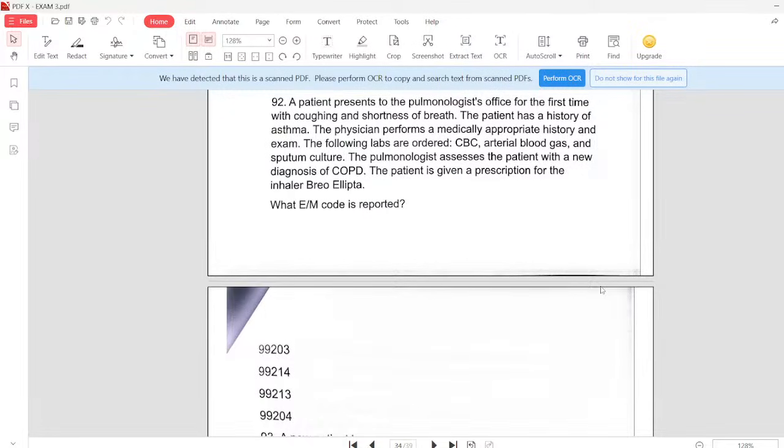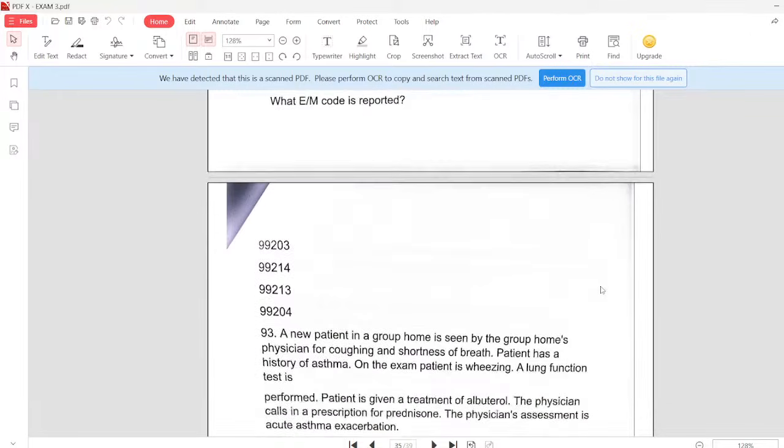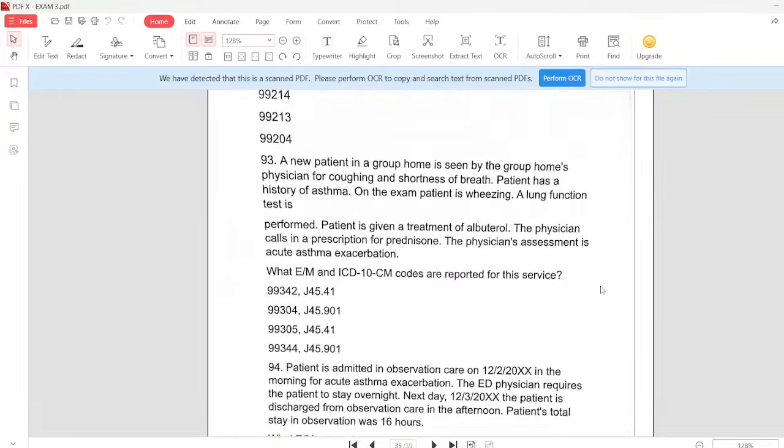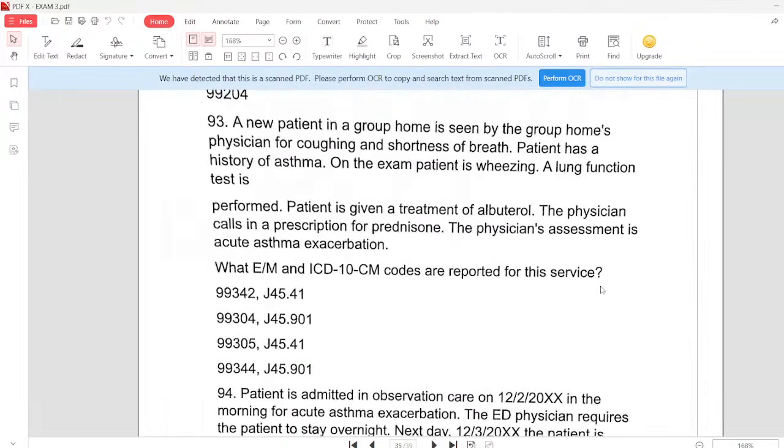Here also lab tests are performed: CBC, arterial blood gas, sputum culture, everything is there. So you can take it as a moderate one. Also some symptoms are mentioned. So all the conditions exactly match moderate complexity. So you can take 99243. Also one ICD code is there. You can expect CPT plus ICD codes in your examination.